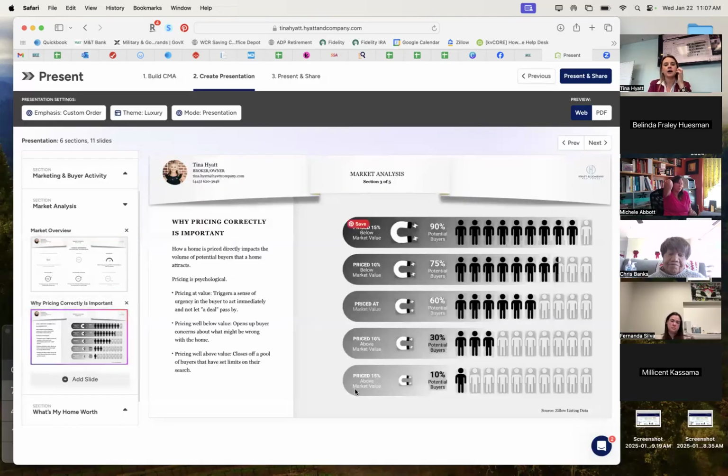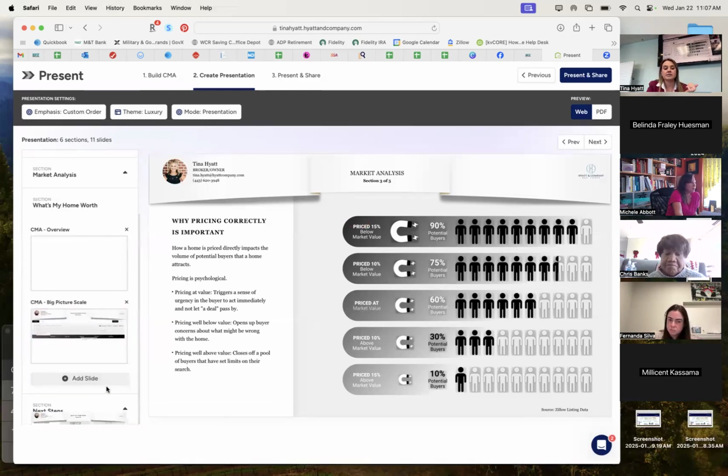And then it talks about where buyers come from, right? Why it's important to price it correctly and how we're going to draw more buyers. So this is that psychology of listing your property and the 3 ways of listing your property: below market value, at market value, and over market value, and what that does to your buyer pool and to the demand for your property, right? So this outlines that in a picture format. And then we get into our CMA.